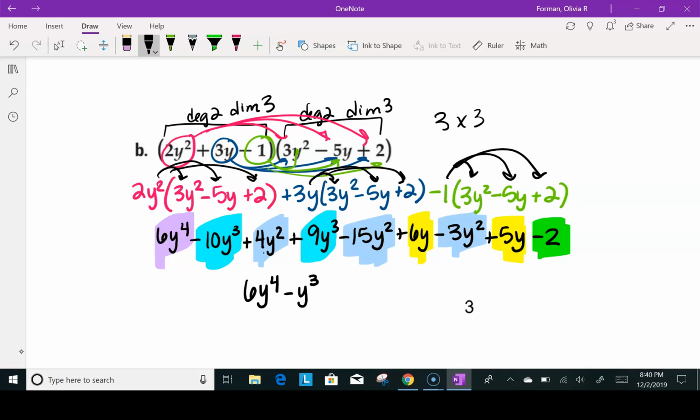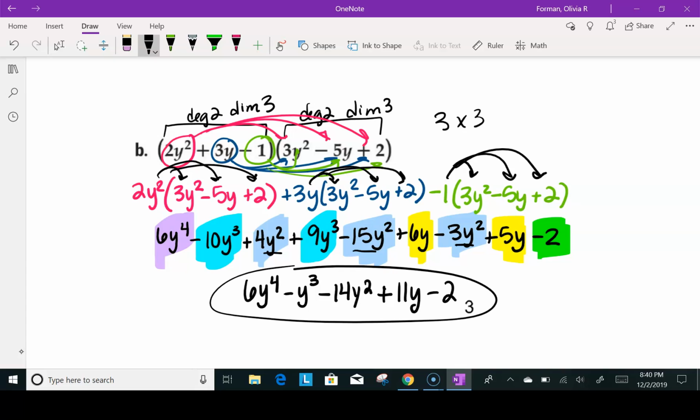I move on to the purple ones. So this one, this one, this one: 4 minus 15 minus 3. If I take 4 minus 15 minus 3, I get negative 14y squared. Move on to my yellows. So 6y plus 5y, I get 11y. And then that negative 2 just stays. So 6y to the fourth minus y cubed minus 14y squared plus 11y minus 2.